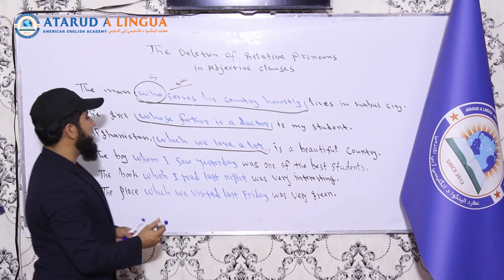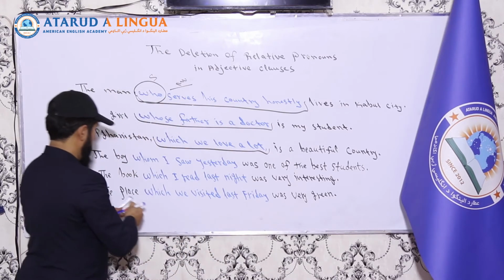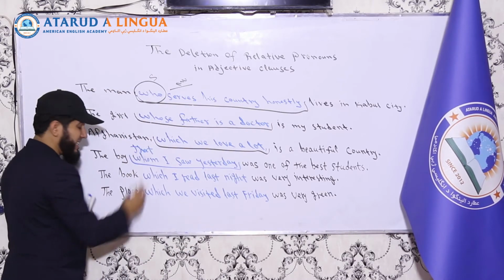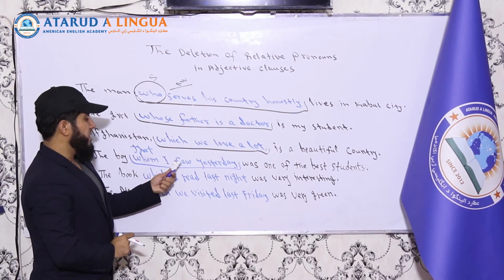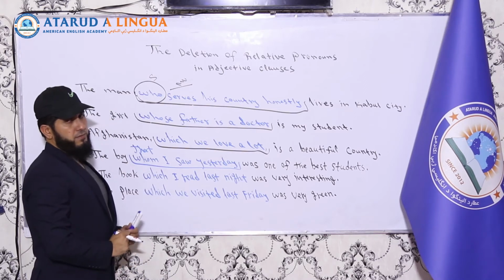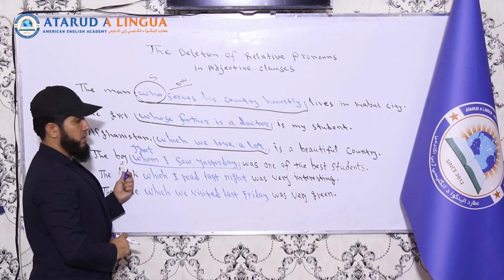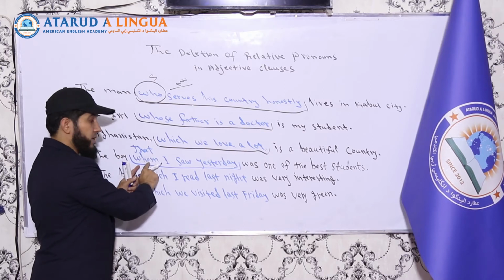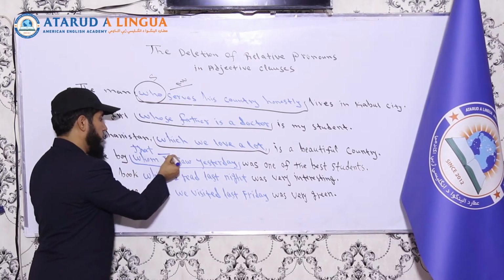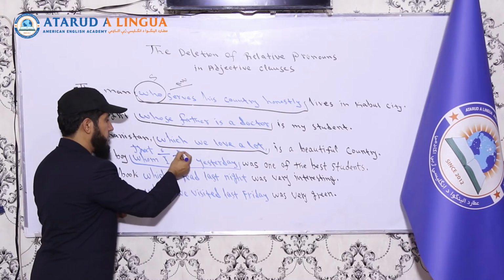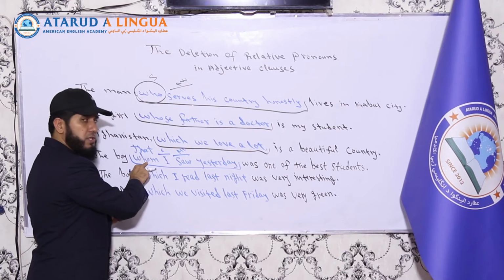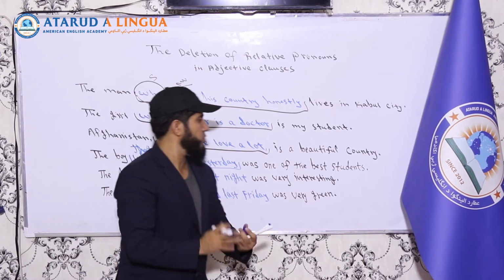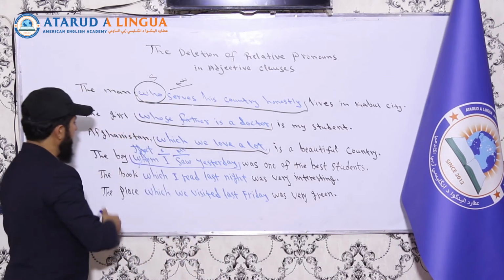The boy whom I saw yesterday was one of the best students. Instead of whom, we can use the relative pronoun that because this is a defining or restrictive adjective clause. It gives essential information about this noun boy. First of all, the relative pronoun functions as object in this adjective clause because the pronoun I is subject, saw is the main verb, and the relative pronoun functions here as an object. So we can omit it. And we can say the boy I saw yesterday was one of the best students. It's correct.